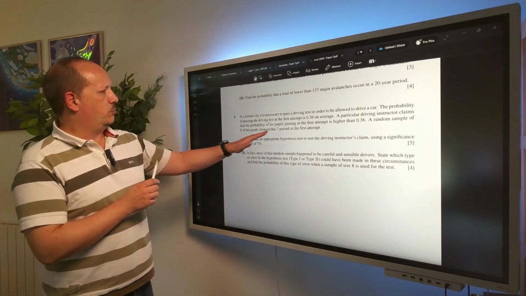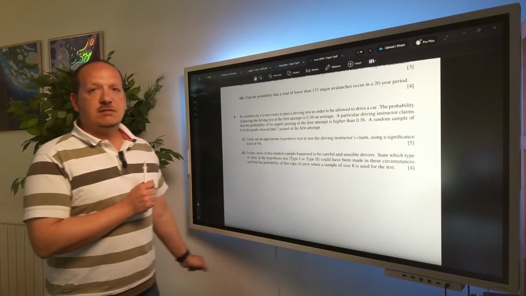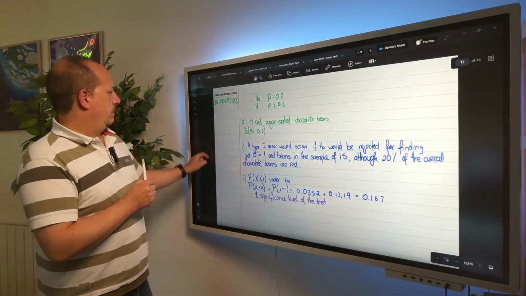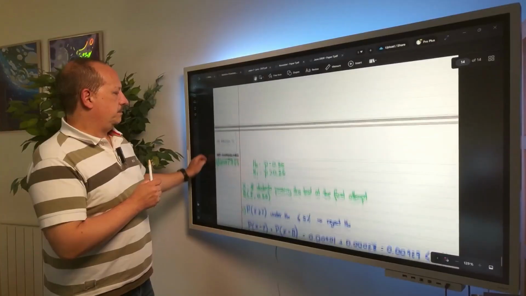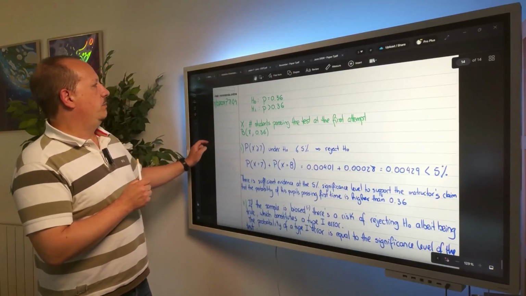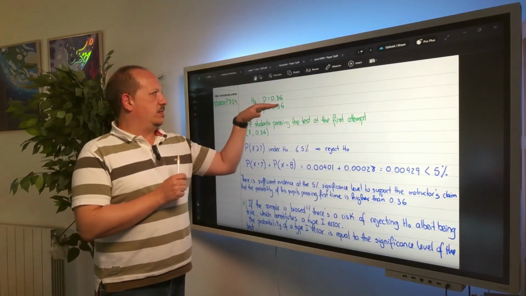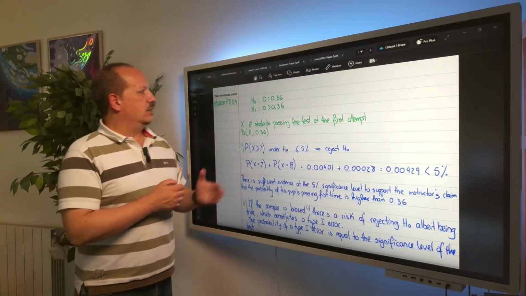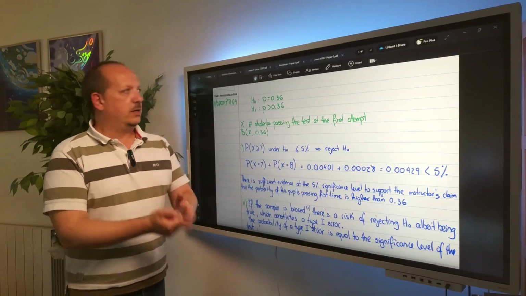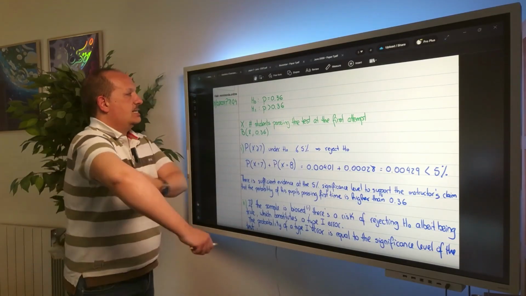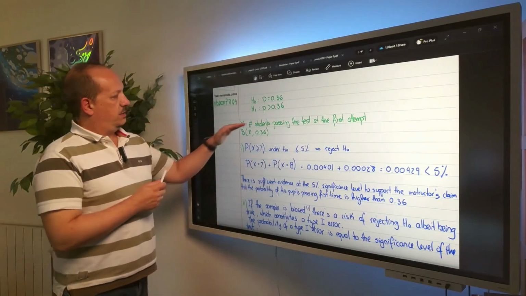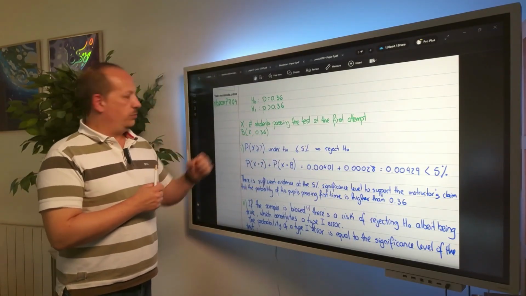So it seems pretty good, 7 out of 8. So let's make the test. Okay, so here the null hypothesis is that the probability is 0.36. The alternative is that the probability is bigger than 0.36. X is the number of students passing the test at the first attempt. This is the test that you are going to use.